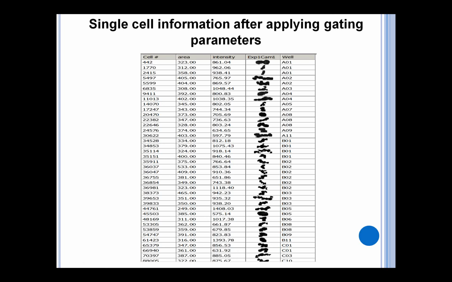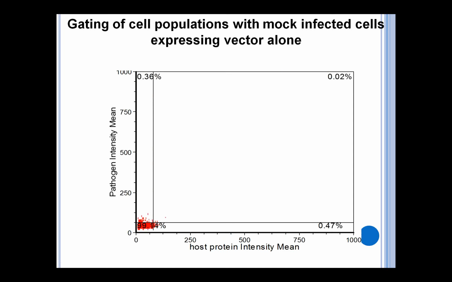The other important thing is we can see the cell morphology or the mass of the cells, and here I'm just showing the cells which are infected with the virus. So the question we are asking is, what is the expression pattern in the cells expressing these host factors. As you see, in the mock infected cells expressing the vector alone, there is a little bit of background, and we use these gating parameters in our future experiments to calculate the percentage of cells that are infected.